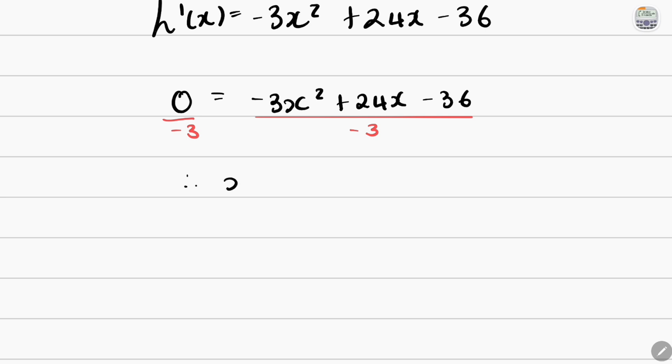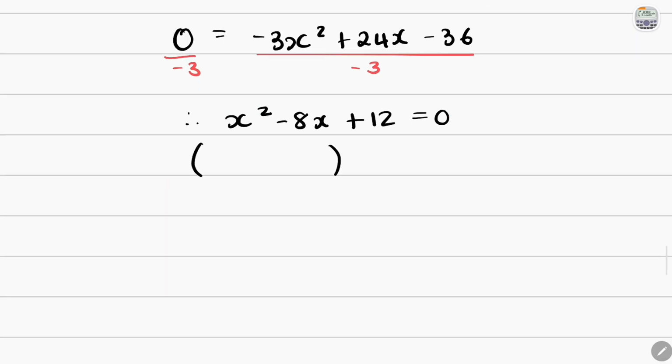So therefore, now we have x squared minus 8x, and that will give us positive 12 is equal to 0. Factorize, open up two brackets, set it equal to 0. X multiplied by x gives us x squared, and now we need factors of 12 that can give us negative 8 specifically. Because only the middle is negative, it means these two must be negative. So we could use negative 2 and negative 6, because negative 2 times negative 6 is positive 12, but negative 2 minus 6 is negative 8.